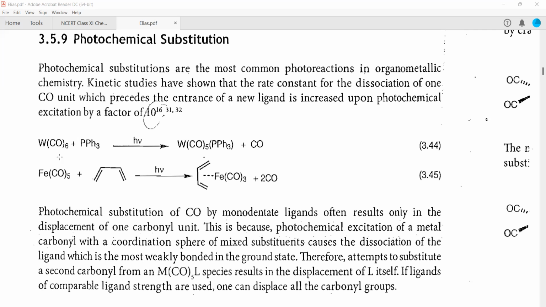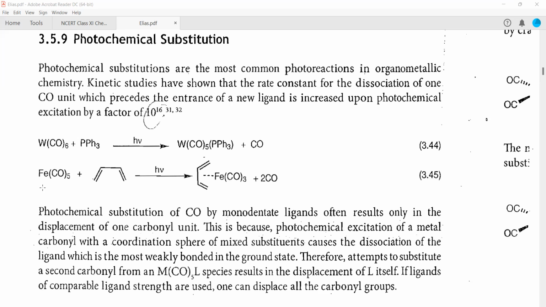So in this equation 3.44, the reaction isn't facile, definitely not. But it is seen that when you shine light on this reaction, then this reaction becomes quite facile and the rate of this reaction increases quite a lot. Okay, 10 to the power of 16 times, 32 times. So this makes it facile.